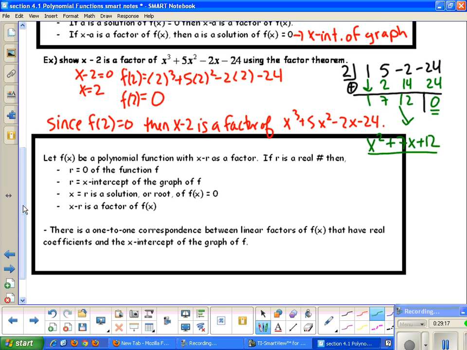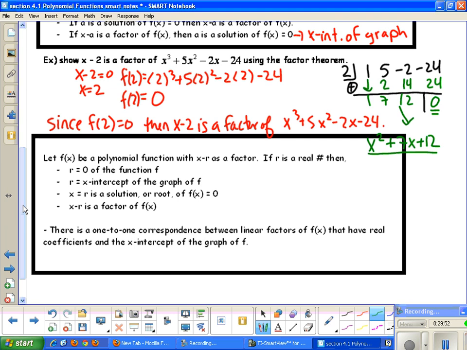The next part says, let f of x be a polynomial function with x minus r as a factor. If r is a real number, then r equals 0 of the function, so r is a 0 of the function is what that should say. And it also means that r is an x-intercept of the graph of f. r is also a solution, or sometimes we call solutions roots, of f of x equals 0. And x minus r is the way that we write the linear factor, and we did some of that in Algebra 2.